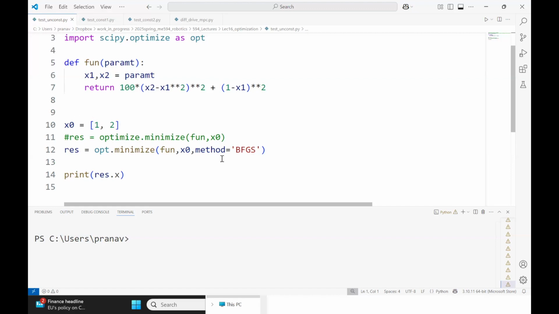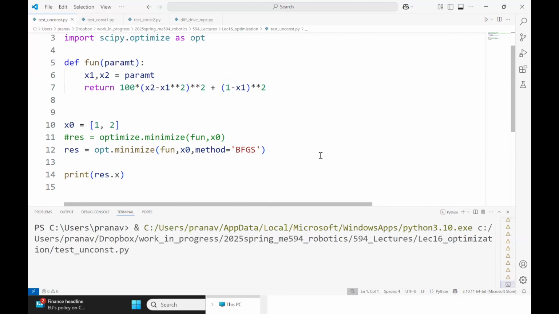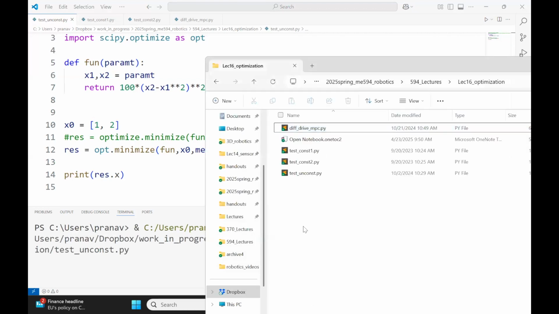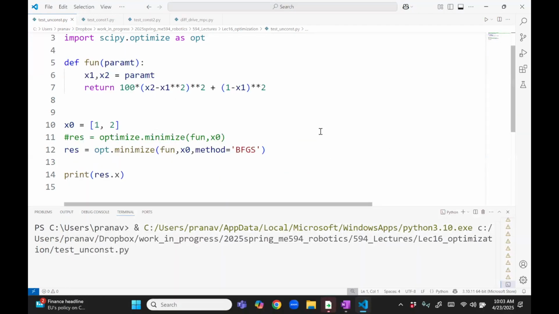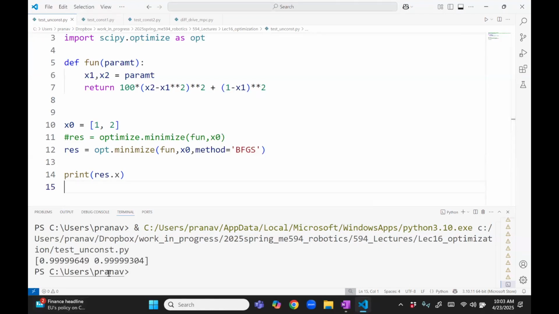And then there's a method, and there are lots of methods. We can look at the documentation. So here is the run, which should give me x1 equals x2 equals 1 if everything works right. Okay, so here is 0.9999, 0.9999, which is almost equal to 1.